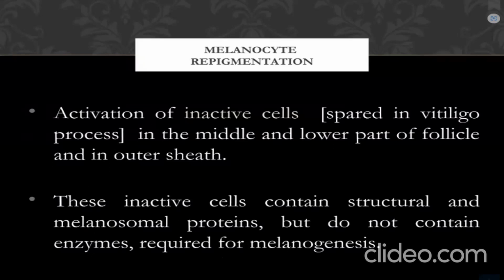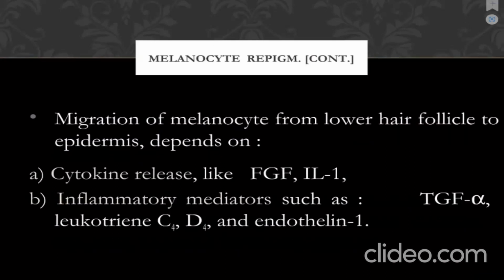It causes melanocyte repigmentation. How? This causes activation of inactive cells, which are spared in the vitiligo process, in the middle and lower part of the follicle and in the outer sheath. These inactive cells contain structural and melanosomal proteins, but do not contain enzymes required for melanogenesis. Migration of melanocytes from lower hair follicle to epidermis depends on cytokine release and inflammatory mediators.